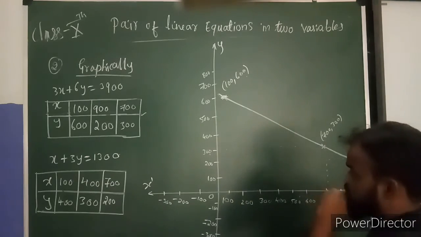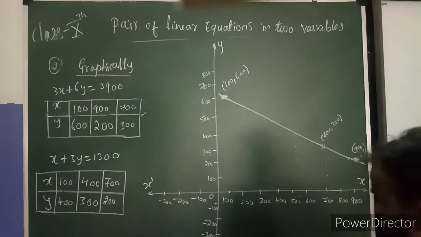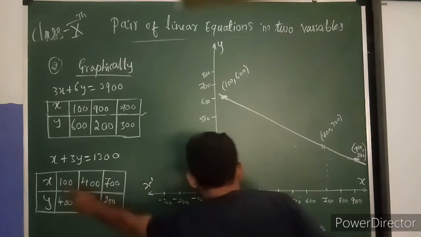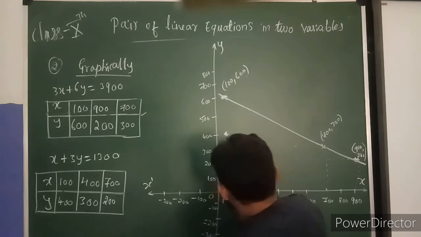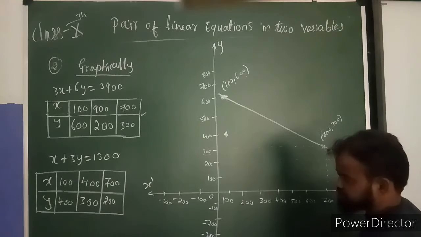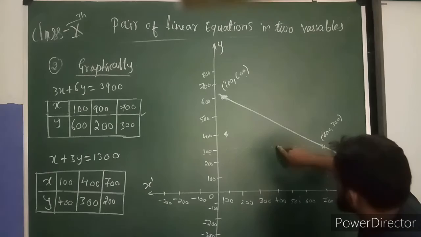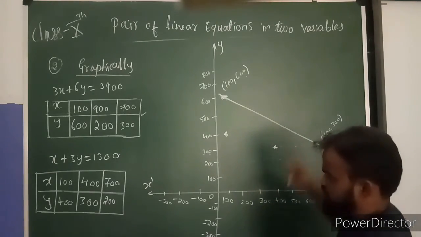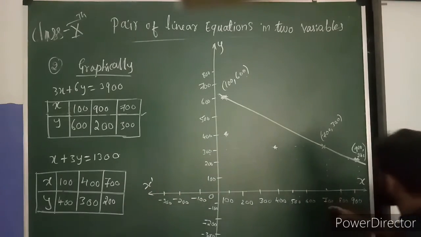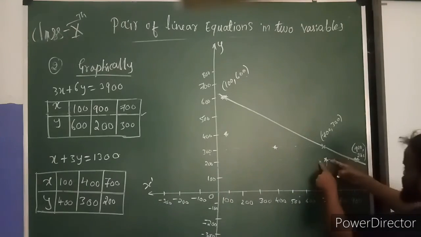I have written here. Now I am going to explain the second graph. Second graph, what is it? x plus 3y is equal to 1300. The first x is 100 and y is 400, see. Next, x is 400 and y is 300, it should come here. And x is 700 and y is 200 here, it will come.